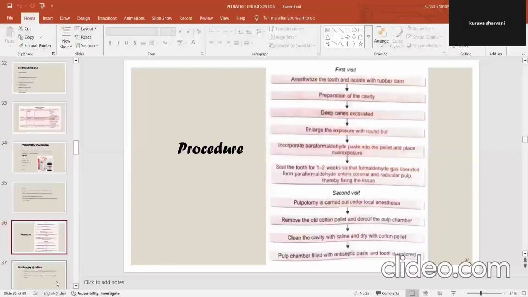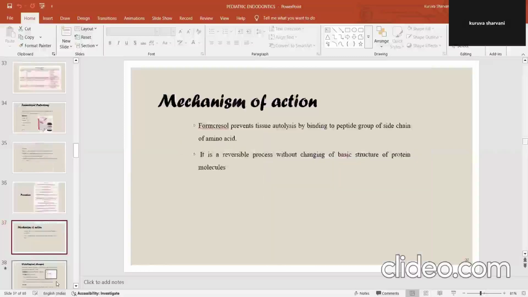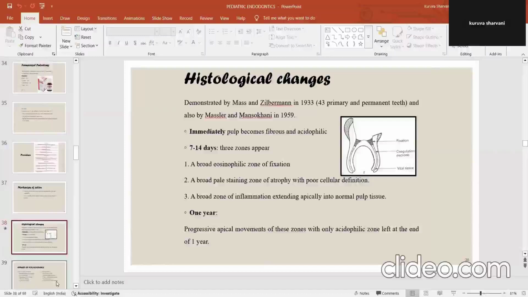Now, how is this formocresol going to act? It causes coagulation necrosis. That is, it stops the hemorrhage, and it's a removable process. Next, what are all the histological changes? Immediately, 4 zones of formocresol fixation will be seen. First, initially, zone of fixation. Next, zone of atrophy, zone of inflammation. Remember that as FAI. That is fixation, atrophy, inflammation.